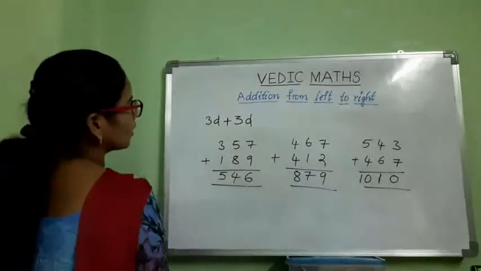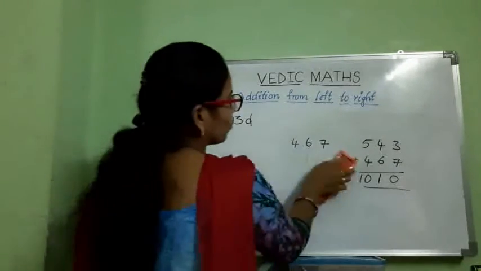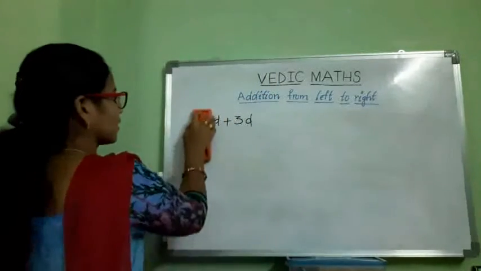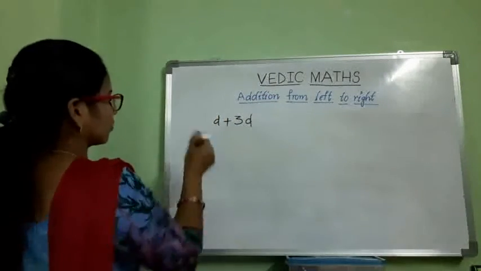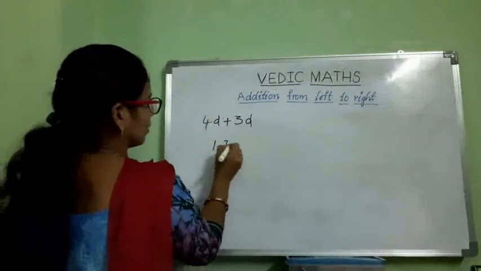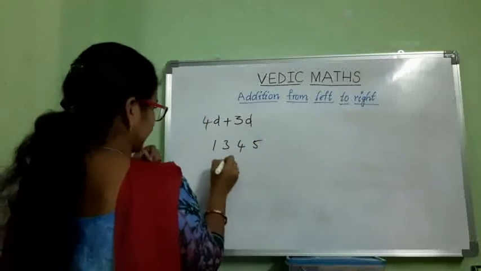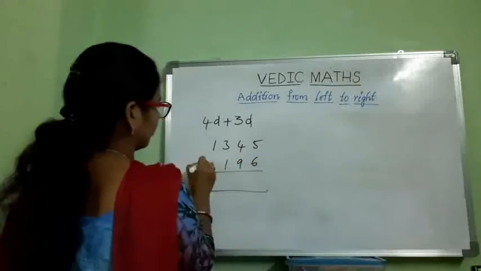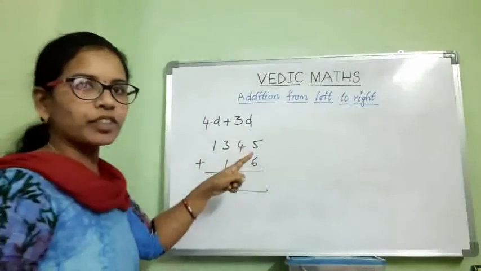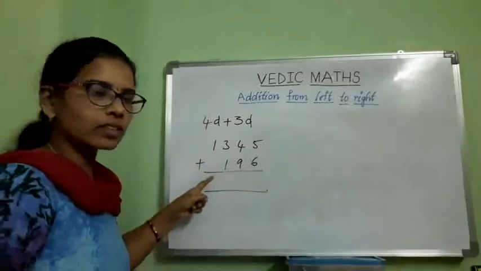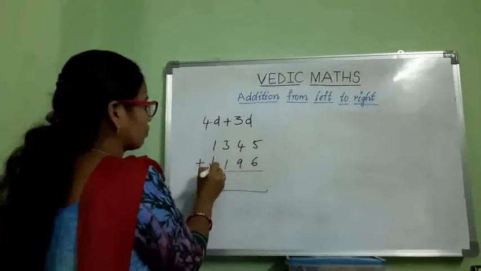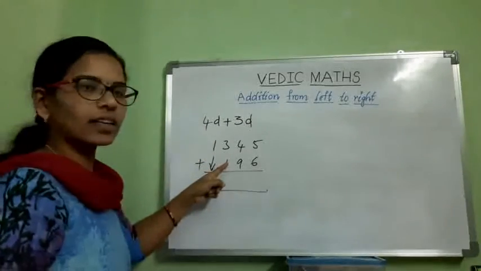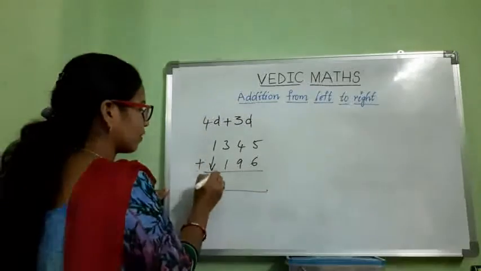Yes, let us see. 4 digits. The addition of 4 digits with 3 digits. Yes, addition from left to right, below the 1, no number. So, as easily we can drop the number 1 here. But before dropping 1, check the next numbers.